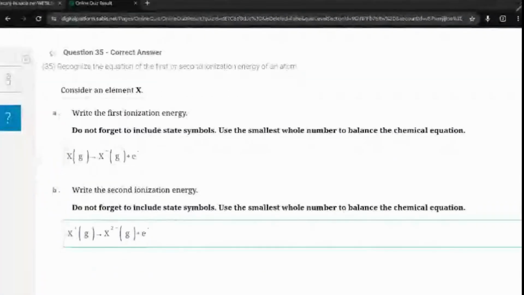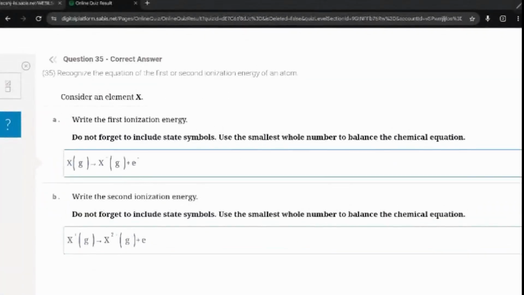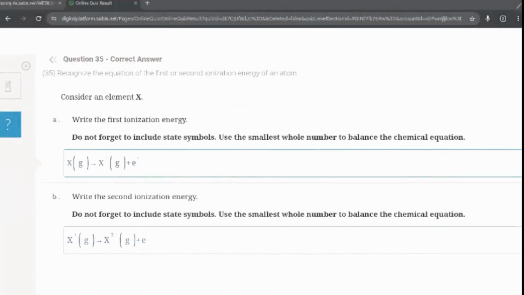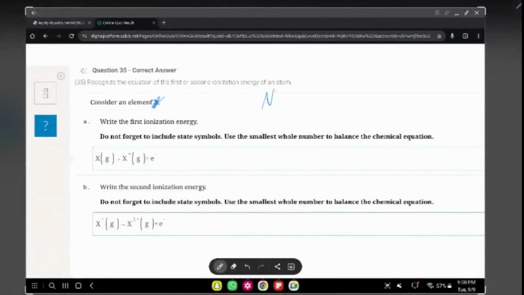So we're gonna go back here. First of all, what does it start as? Let's say X is Na. Na must be a gas. After doing the ionization, what does it turn into? Na what? Plus. It's still a what? A gas. Do not forget state symbols.